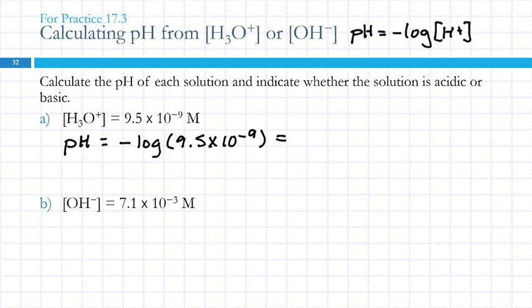Negative. Push the log button twice. 9.5 times 10 to the minus 9. 8.02276, and you're like, oh, wait a minute, I don't have to write down all these stupid digits. My concentration had 2 significant figures. That means my pH is going to have 2 decimal places.